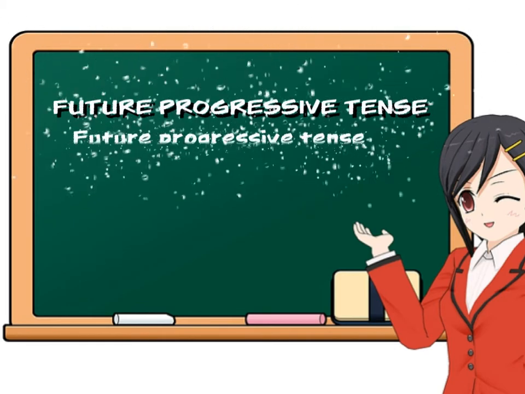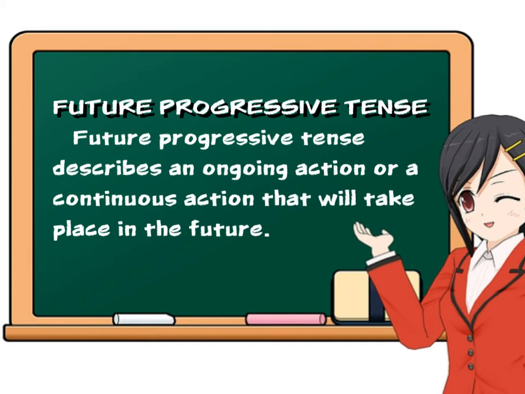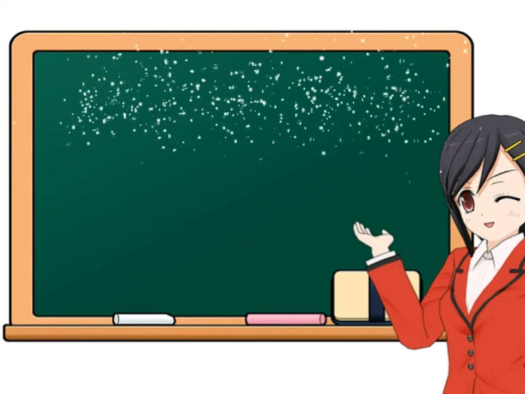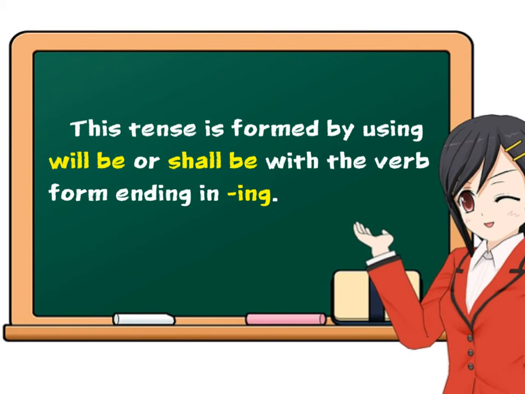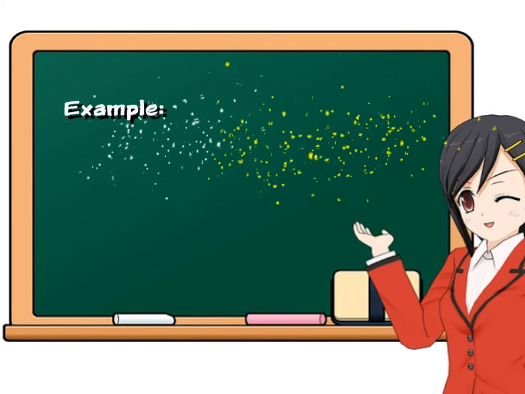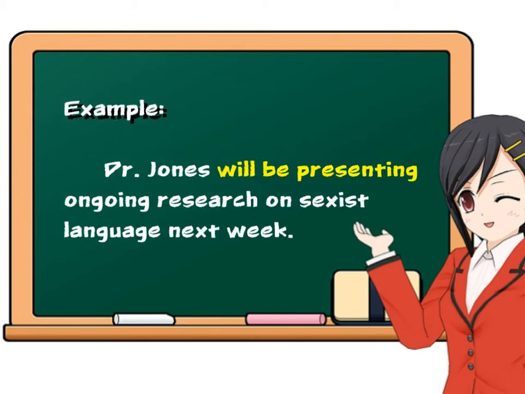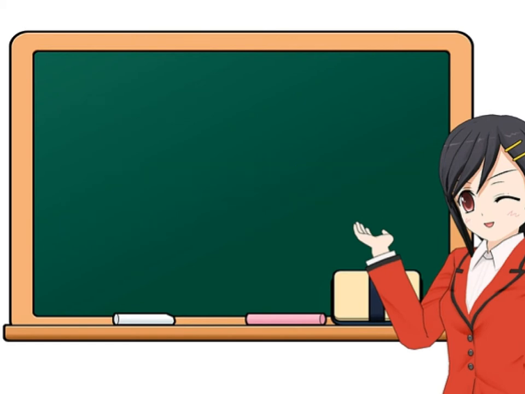Future progressive tense. Future progressive tense describes an ongoing or continuous action that will take place in the future. This tense is formed by using will be or shall be with the verb form ending in ing. Example: Dr. Jones will be presenting ongoing research on sexist language next week.